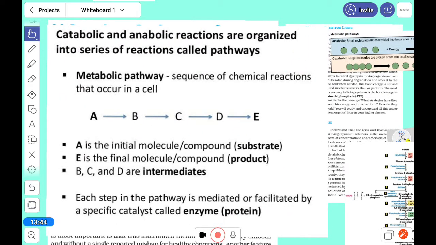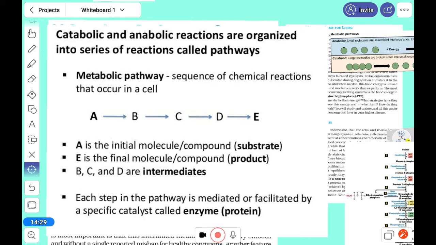Here catabolic and anabolic reactions are organized into a series of reactions called a metabolic pathway. Any initial molecule, the compound or substrate, converts into several different intermediate forms, and ultimately turns into the product. So if A is the initial molecule or compound, then E will be the final molecule or product. The intermediates will be B, C, and D. Each step of the pathway is mediated by specific enzymes.